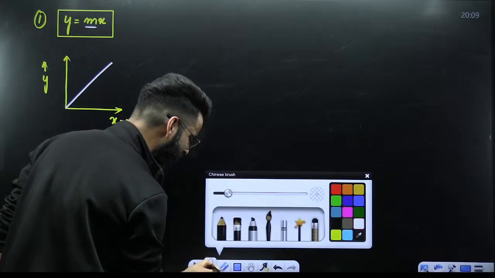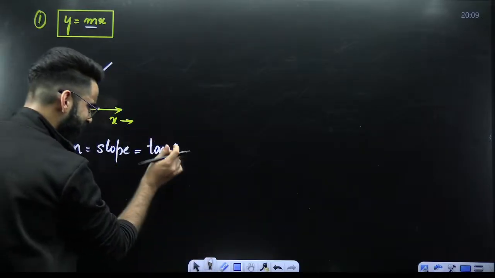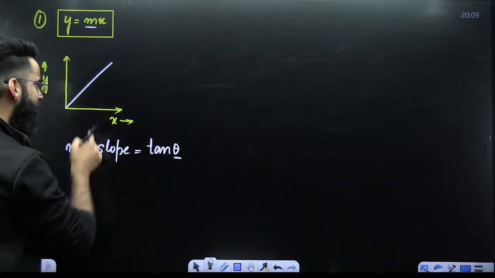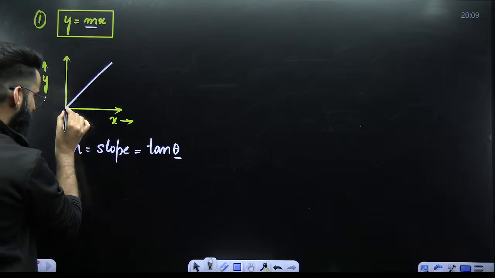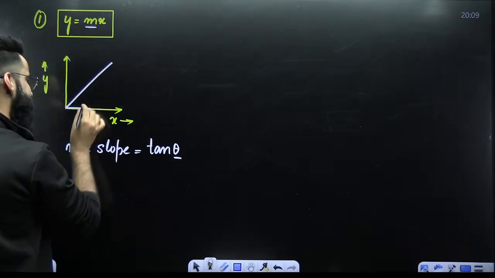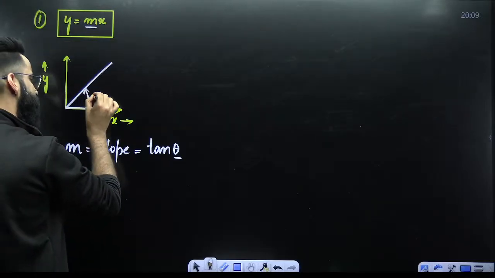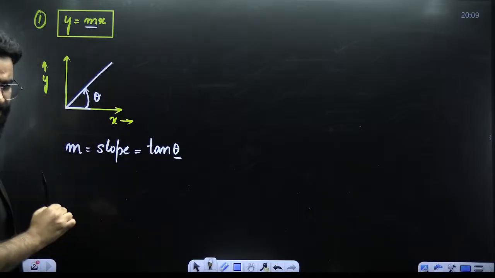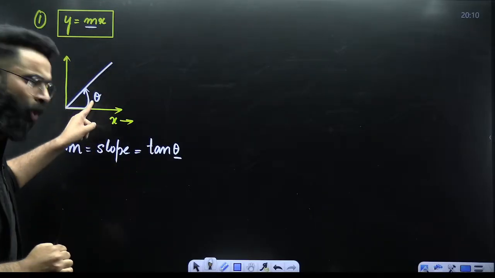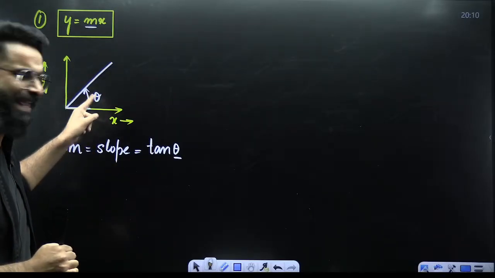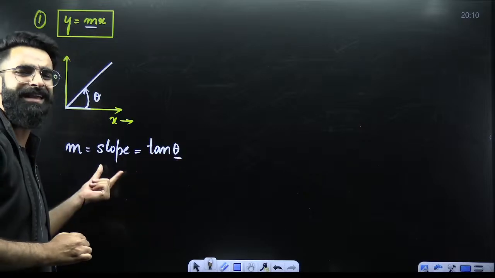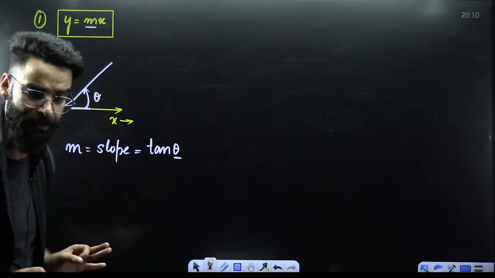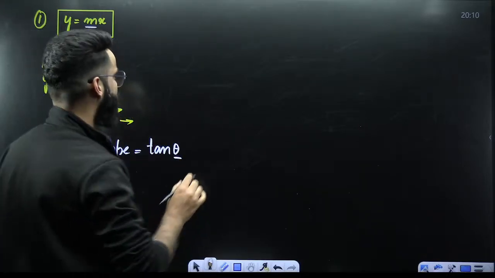Now the point is, what is this theta first of all? Theta is basically the angle which this curve makes with the positive x-axis in the anti-clockwise direction. So this is theta basically. If you know this theta value, take the tan of this theta, that exactly gives you the slope of the curve.